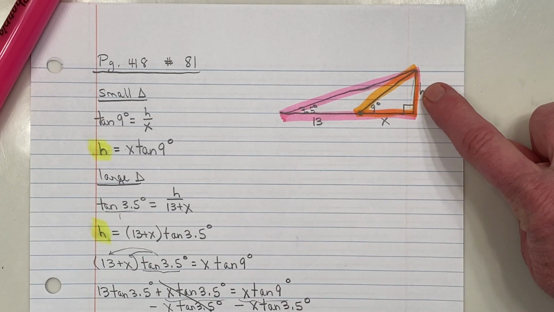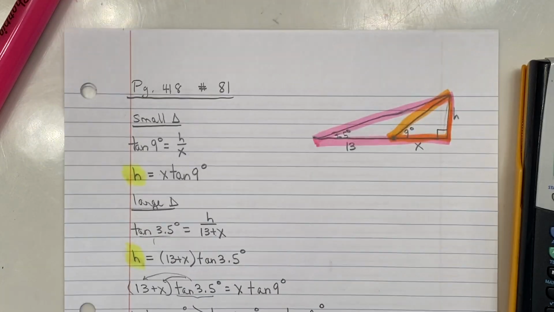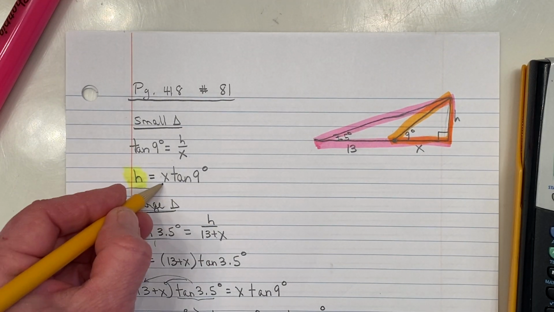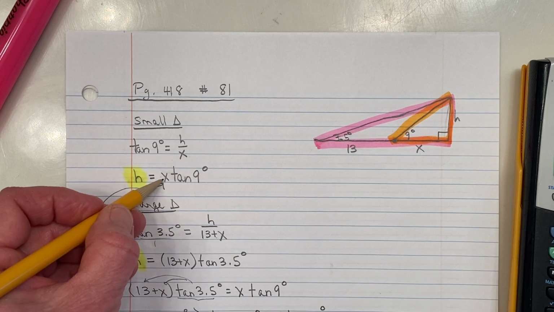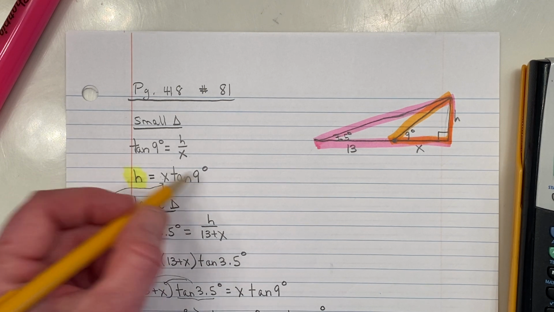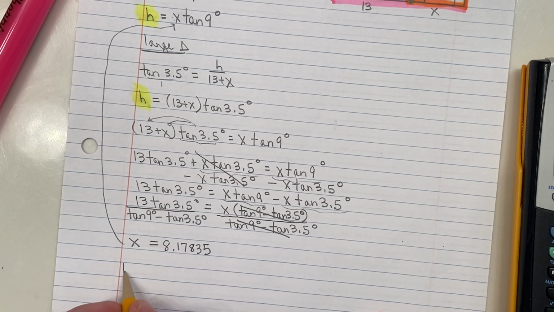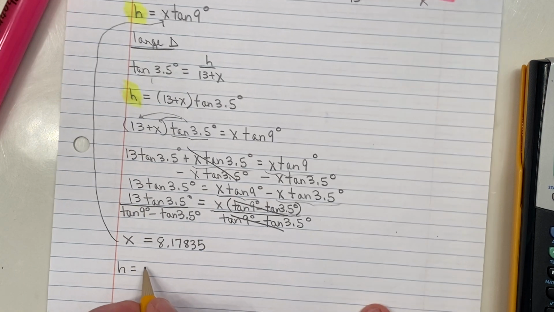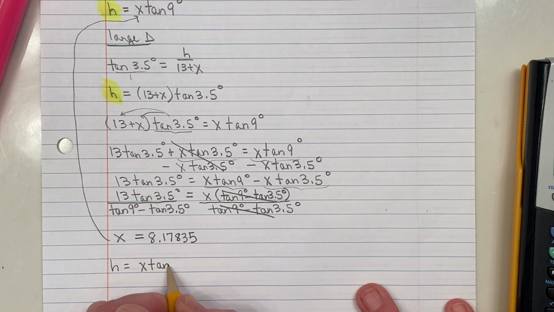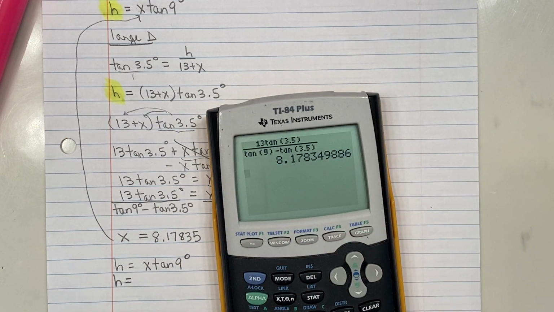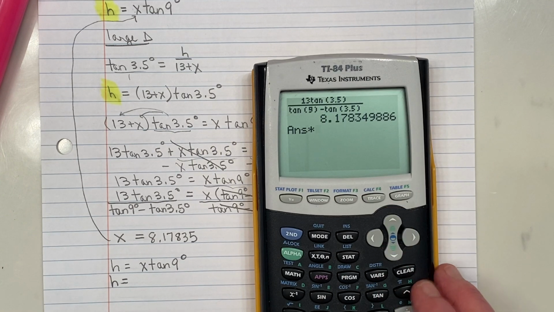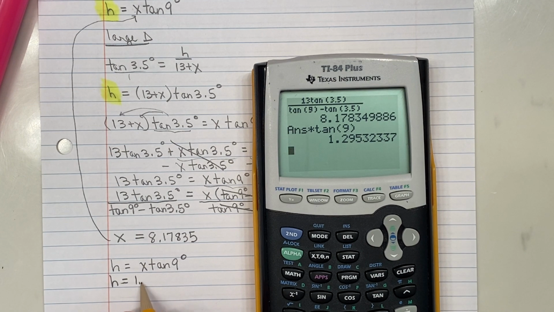But we're trying to find h. So how about if we choose wisely and we come back up here to this h and we just say, let's just multiply our answer, x, that we got by tangent of 9, and that's going to give me the height. So height equals x times tangent of 9 degrees. So h equals, so I already have that on my calculator. I'll just hit times tangent of 9 again. Okay, so the height, and we'll go to 3 decimals.